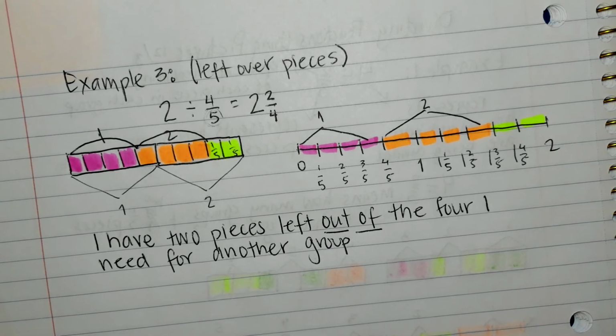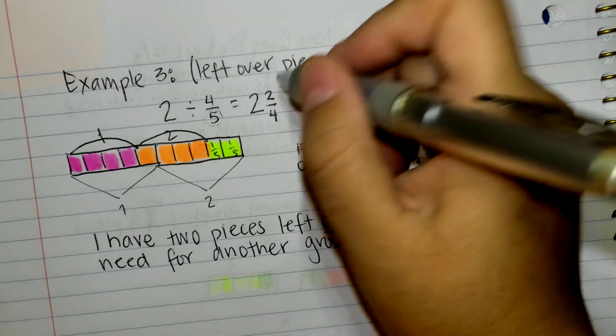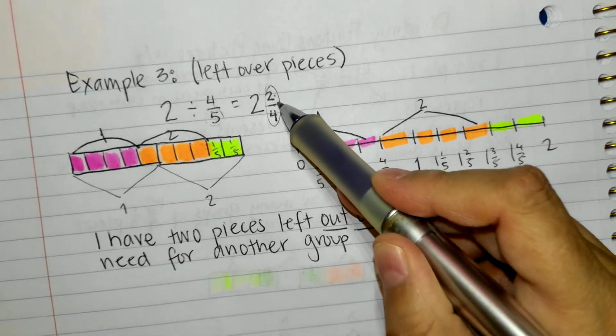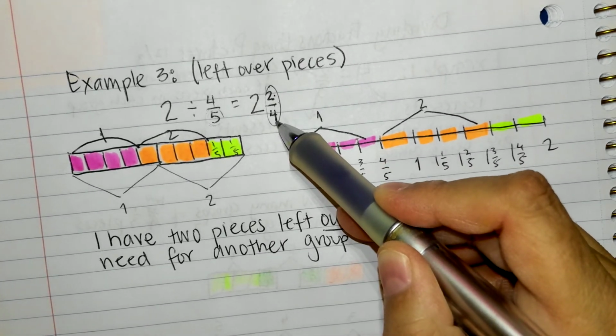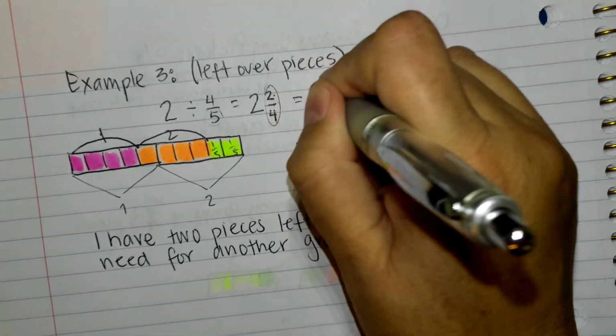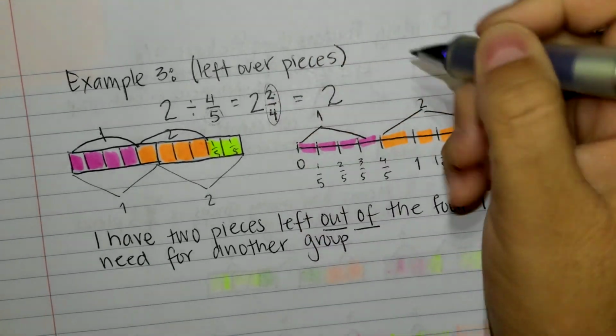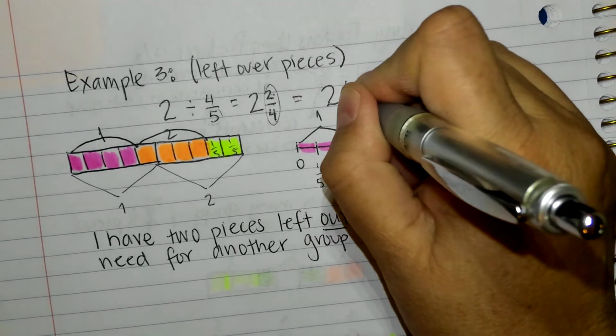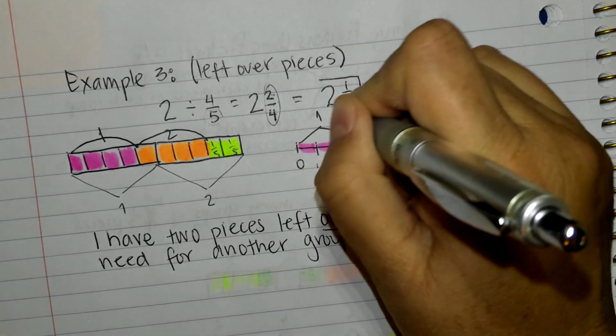And that's where your fraction comes in. That's your remainder. And so this represents the 2 out of the 4 that I need. And of course, I'm going to simplify it now because I know that 2 over 4 is the same as 1 over 2.